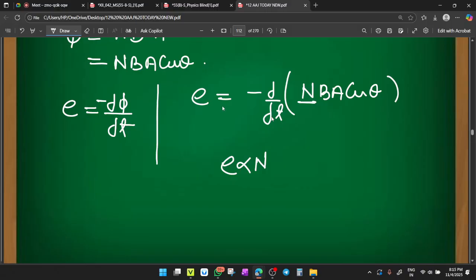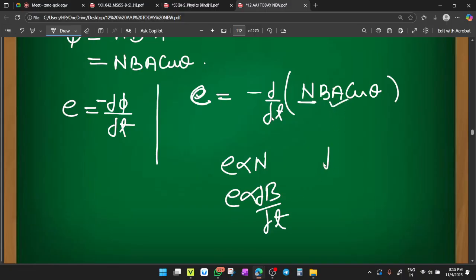Clear or not clear? E is proportional to N. Second, E is proportional to the magnetic field. If you increase or decrease the magnetic field, then there is a change of magnetic field, and EMF will increase. Clear or not clear? So on changing the magnetic field, dB by dt, you can write E is proportional to dB by dt. So EMF can be developed by changing the magnetic field.